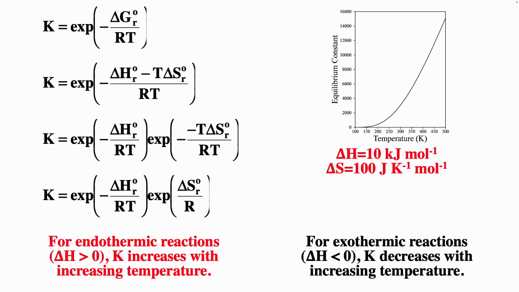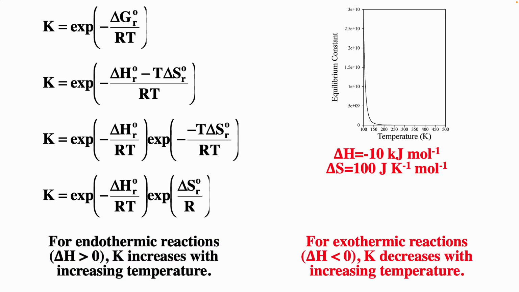And so for endothermic reactions, delta H is greater than 0. K always increases with increase in temperature. And so that's what we're seeing here. Equilibrium constant is a function of temperature. This is endothermic, and so it increases exponentially. For exothermic reactions, delta H is negative because heat's going from the system to the surroundings, and K decreases with increase in temperature. So this is equilibrium constant versus temperature, and you see it drop down very quickly.